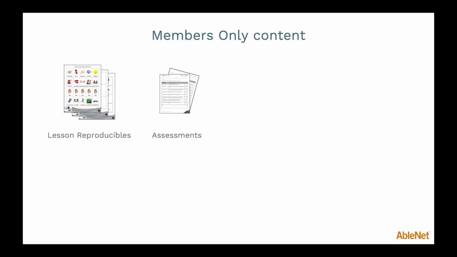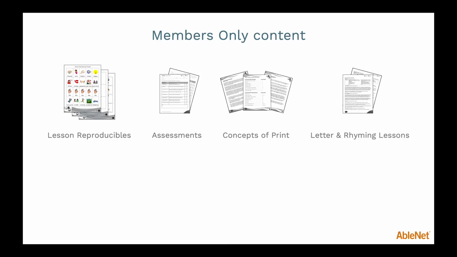To support teachers and students throughout the lessons, you will find a variety of materials in the members-only content. The members-only content is where you will find lesson reproducibles, assessments for reading skills such as letter identification, concepts of print and vocabulary words, concepts of print activities for daily reading, letter and rhyming lessons. The letter and rhyming lessons are linked directly to the vocabulary words the students are learning, and the teachers can decide which and how many letters and/or rhymes are best to teach their students. Letter and rhyming lessons are optional, but highly recommended.